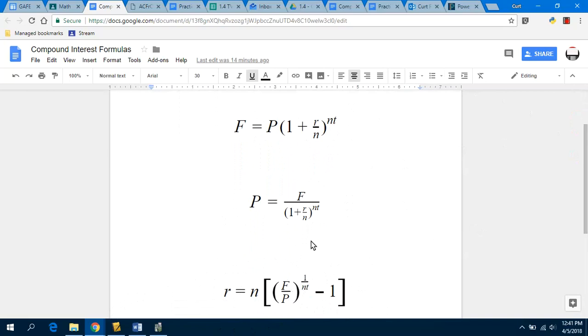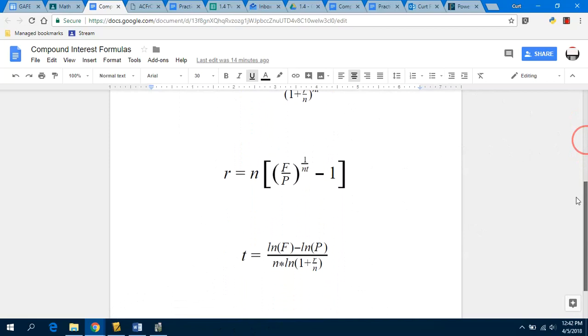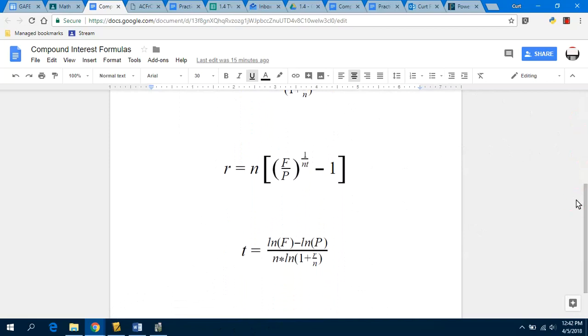But wait, maybe we don't want any of those things. Maybe we know the interest rate, and we know how much money we have right now, and we know how much money we want in the future, and we want to figure out how long it'll take us to do it. Well, that rearranging is definitely outside the course, but that gets us to this formula of T equals ln of F subtract ln of P divided by N times ln of (1 plus R over N).